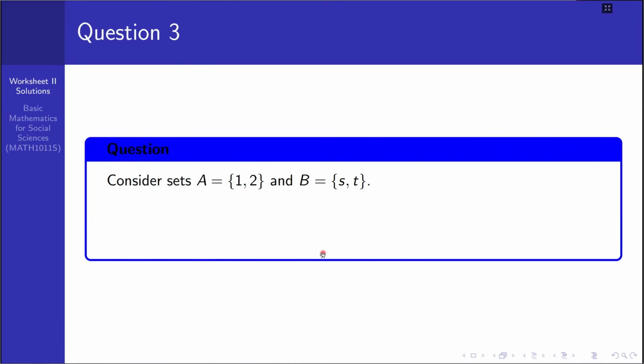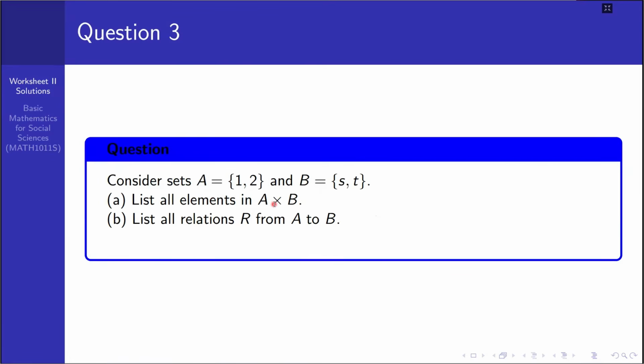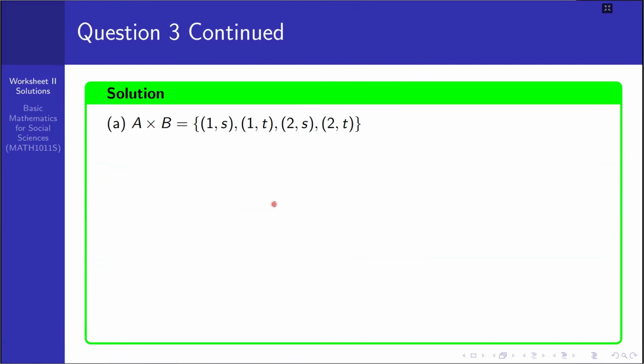Okay, question number 3. Consider sets A and B with their corresponding elements. After we are given these two sets, the question that follows is: we are asked to list all the elements in A cross B, list all relations R from A to B, and lastly list all functions F from A to B. So let us see the first one.